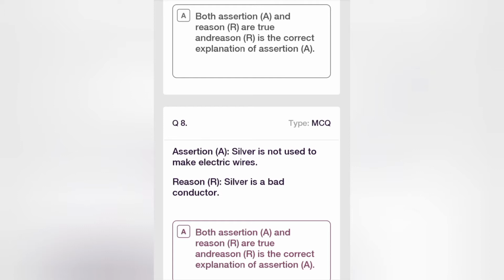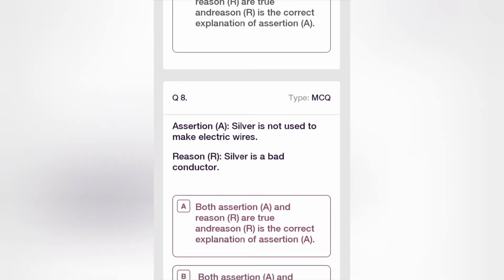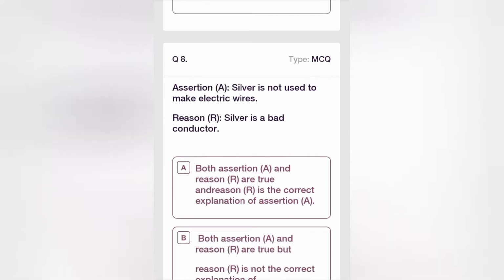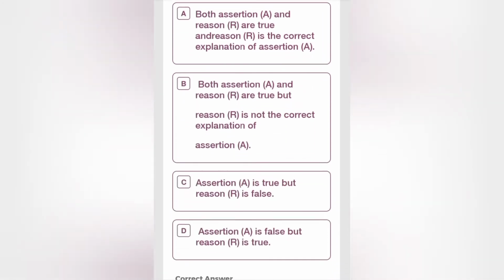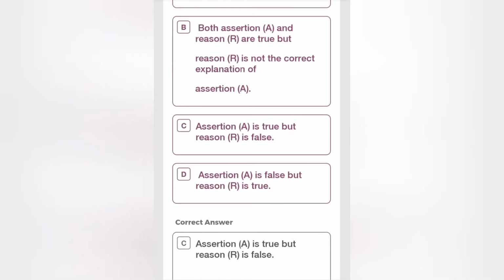Though it is a good conductor, it is not used for electric wires because, as I told, silver is costly and it will oxidize at high temperature. So assertion is right, reason is false. Assertion is right, reason is false. So option C is the correct answer.